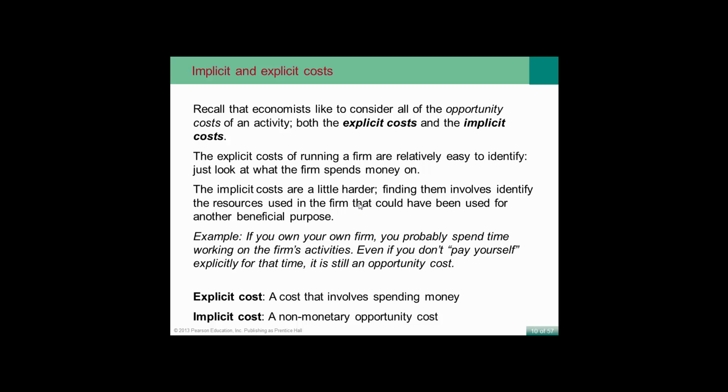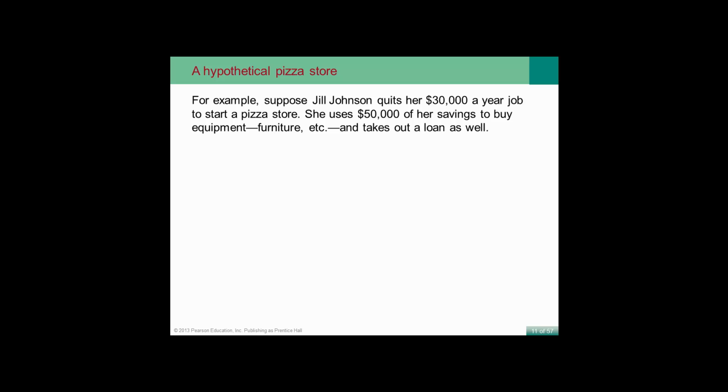So the economic definition: an explicit cost is a cost that involves spending money. An implicit cost is a non-monetary opportunity cost. For example, in your book, we're going to talk about Jill Johnson. She quits her $30,000 a year job to start a pizza store. She uses $50,000 in her savings to buy equipment, furniture, etc., and takes out a loan.